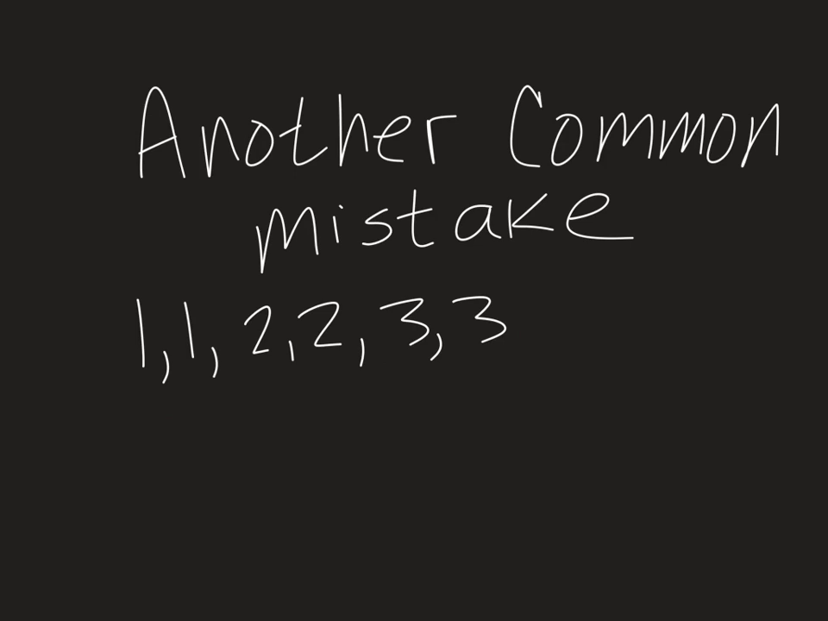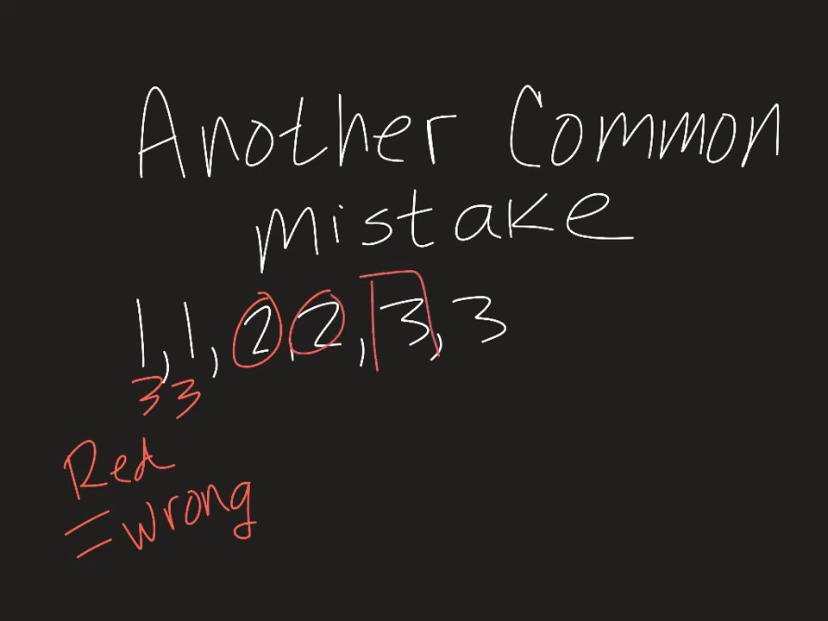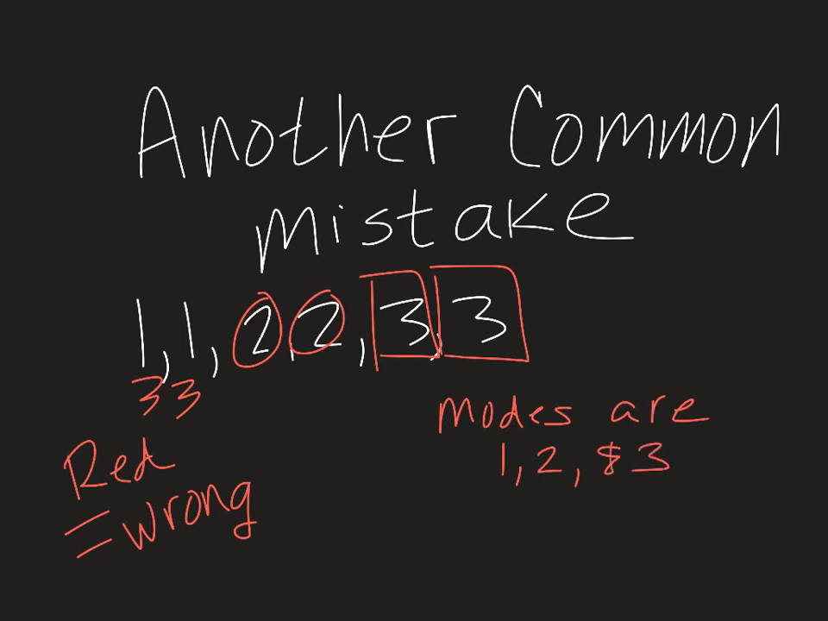I also want to turn your attention to one more common mistake, and again, red equals wrong. A lot of people think, oh, well, I've got 2 1s, I've got 2 2s, and I also have 2 3s. So the modes are 1, 2, and 3 because you have 2 of each one. And that is not correct either.